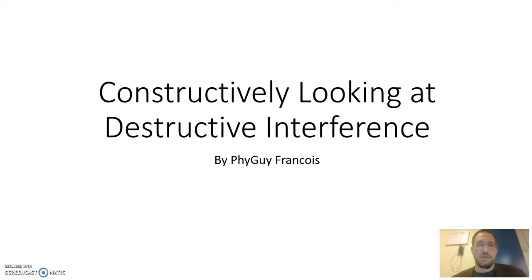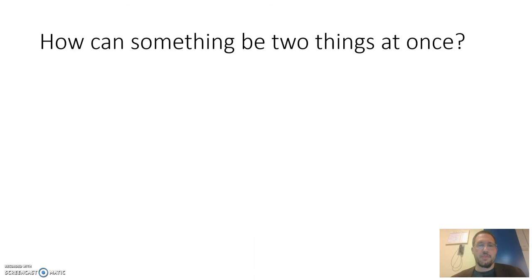We are going to be looking at constructively and destructively interfering with things. So let's jump right into it. Here's our essential question. How can something be in two places at once, or be two things at once? Let me explain what I'm talking about.